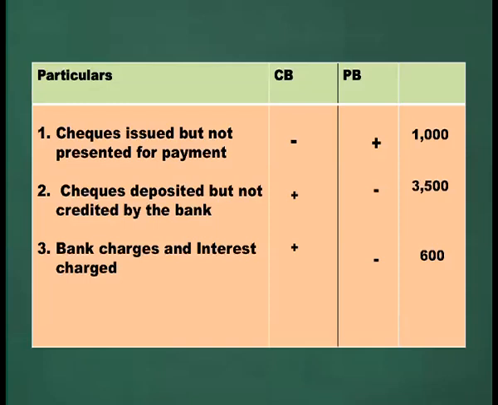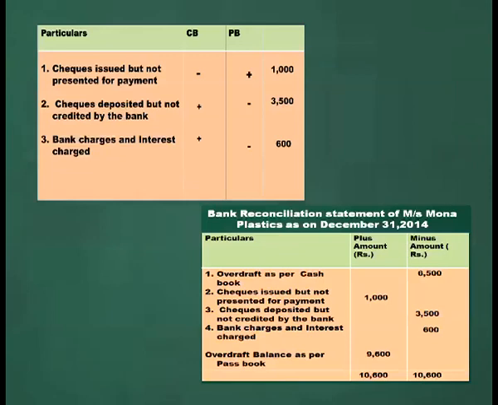1000 and minus 3500. See, we will write 1000 in the plus amount column, 3500 in the minus amount column and 600 in the minus amount column. Particulars will be written in the particulars column. Then total 2 columns, there is a difference of 9600 in the plus amount column. That will be the overdraft balance as per passbook. We are starting with the overdraft balance as per cash book and ending with the overdraft balance as per passbook.